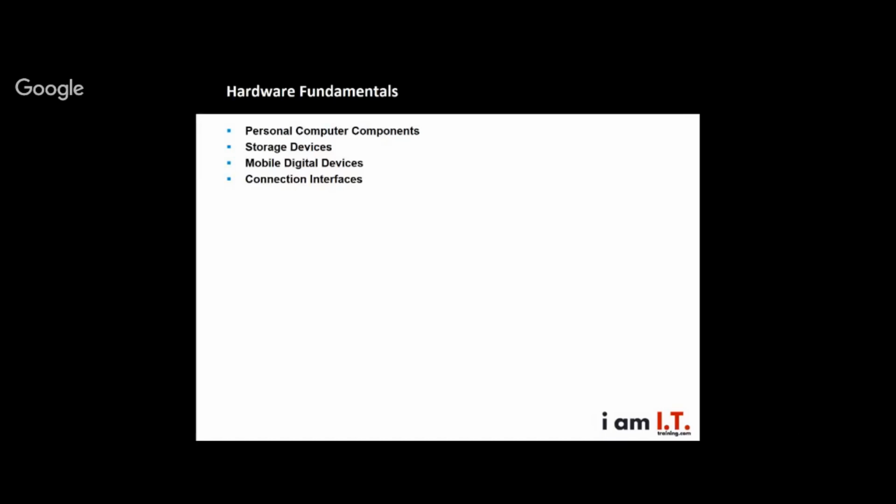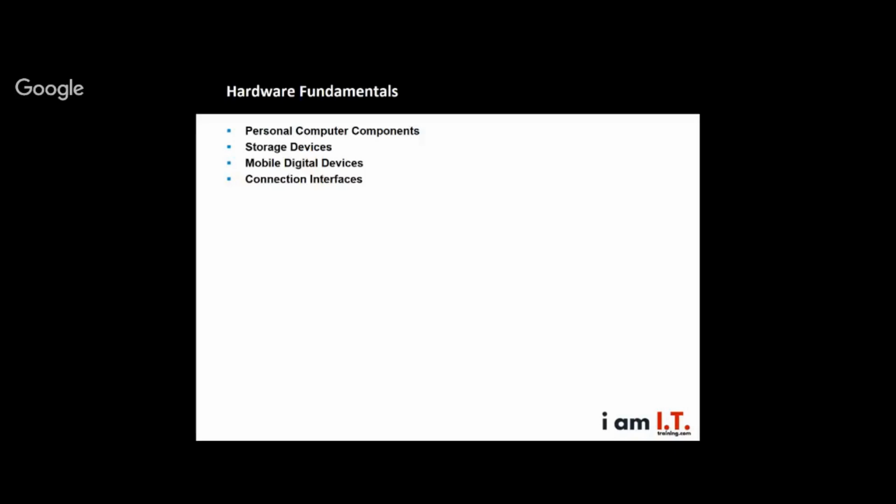So the first thing we'll be looking at are PC components. And we're looking at all the different things that make up a PC that's normally in your home or office. We're going to take a look at different types of storage devices, different types of mobile devices, and different types of connection interfaces. Now, I'm not going to be reading every slide to you, so don't get used to that. Most of these are going to be image-based, and we're just going to be talking about them.